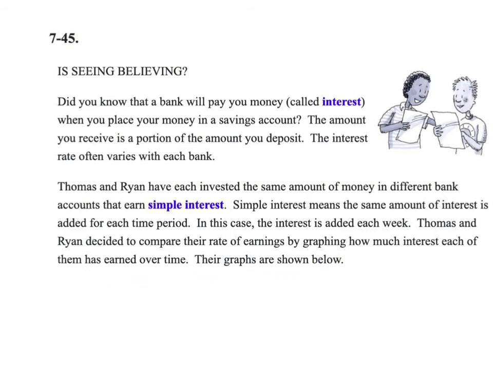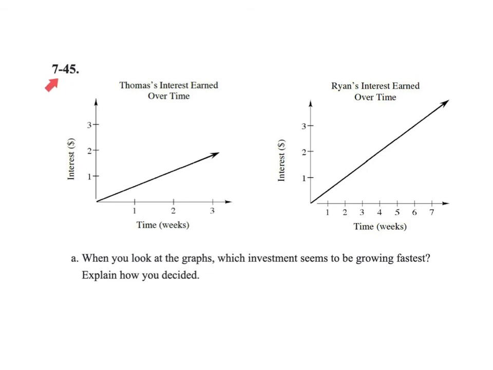Let's take a look at those graphs. So here are the graphs for problem 7-45. Thomas's is on the left and Ryan's is on the right. A says, when you look at the graphs, which investments seem to be growing fastest? Explain how you decide. Take a second to look at that, pause the video, we'll come back in.